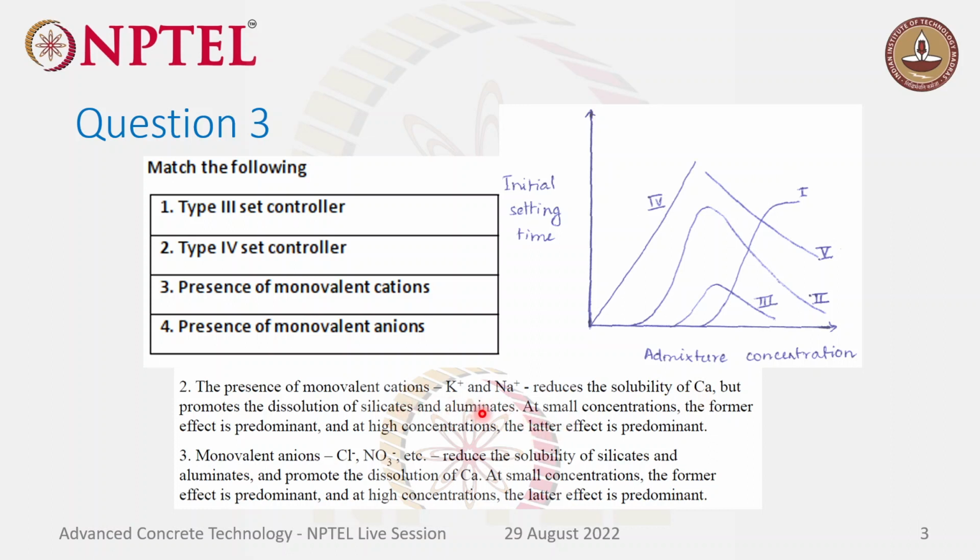silicates and aluminates. And coming to monovalent anions, they are negative ions. So obviously it will reduce the solubility of the negative ions, which is nothing but silicates and aluminates, and it will promote the dissolution of calcium. At lower concentration it will reduce the solubility of silicates and aluminates, and at higher concentration it will promote the dissolution of calcium. Okay, so this is what is given in the left side.